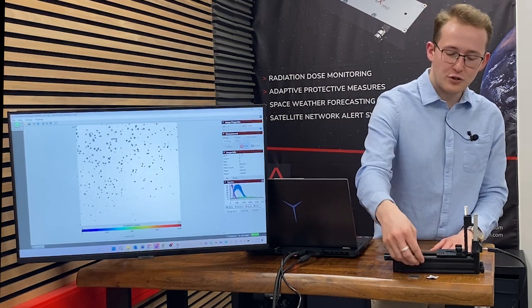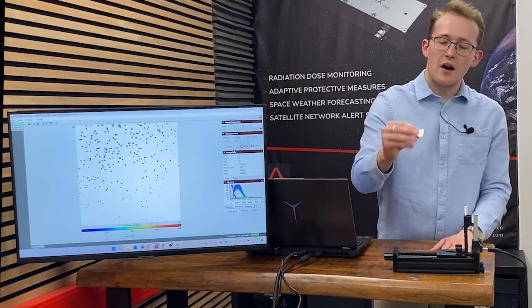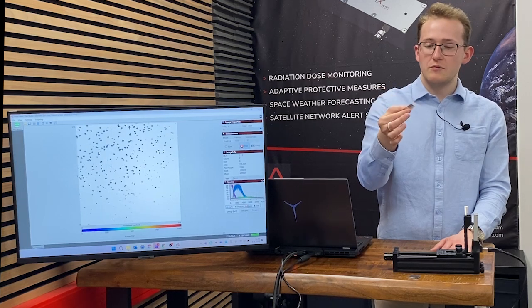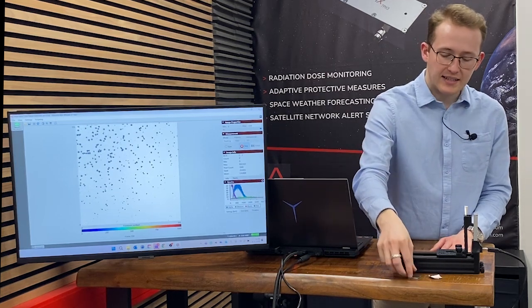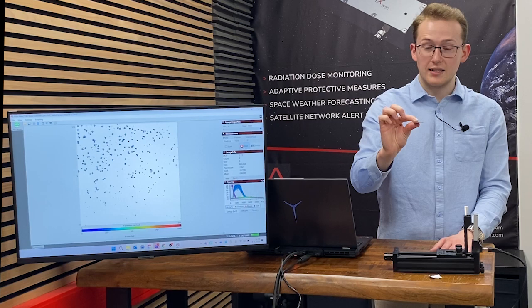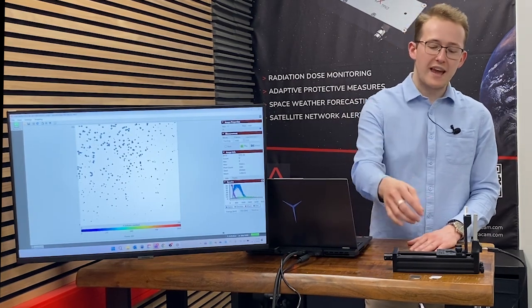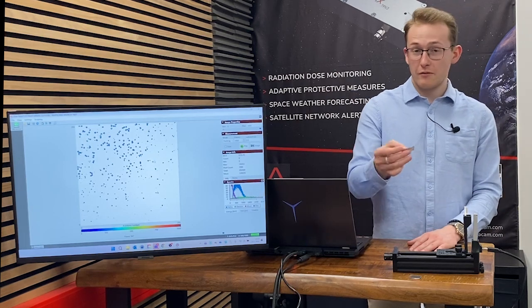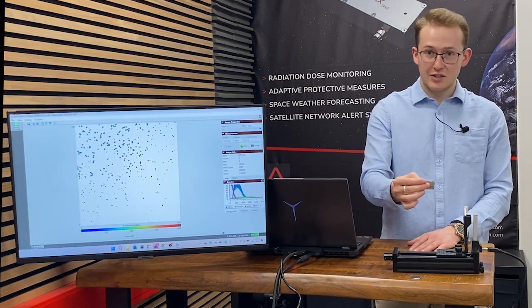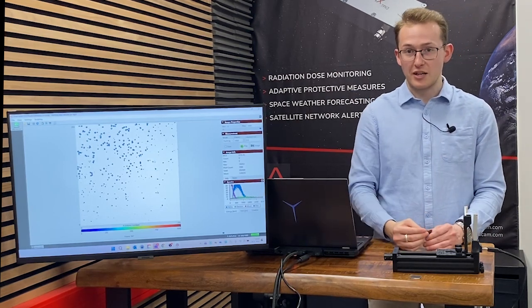Here we have two metal plates. One of them is aluminum foil, and here is a lead plate. Now let's see what happens when we add these metal foils between the detector and the source of radiation.